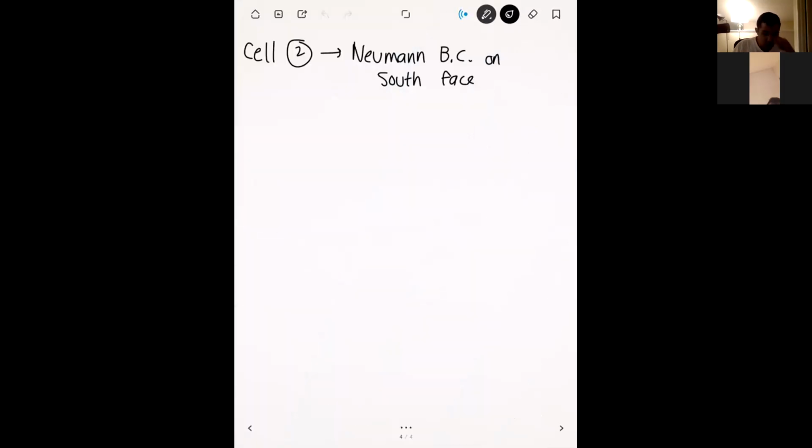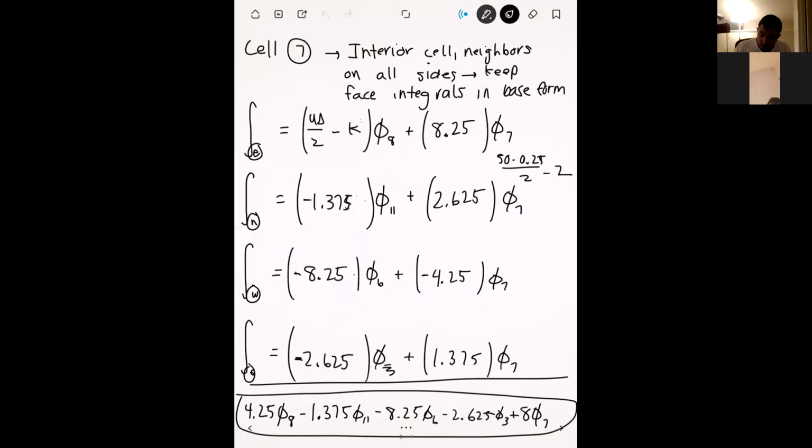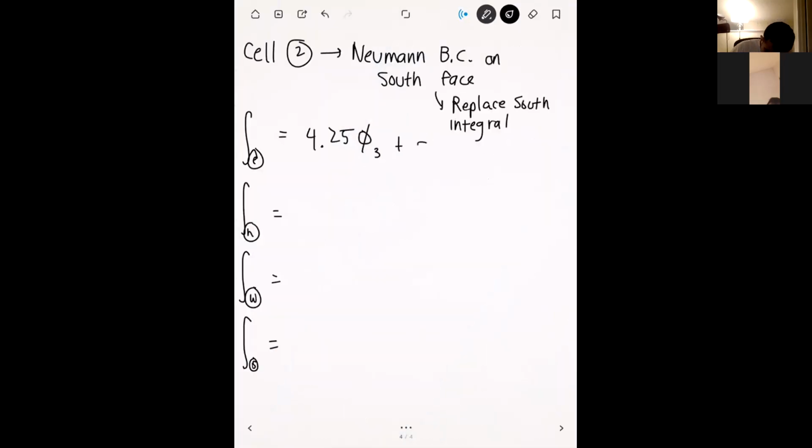All right, so let's do cell number 2. Cell number 2 has a Neumann BC on the south face. And so what this is going to tell us is that we're going to replace the south integral with the Neumann BC. Let me write down each of the different integrals again. I'm going to use the same coefficients that I got on the previous page, but replace them with cell 2's neighbors. For the east integral, we have a 4.25 times the east neighbor, which for 2 is going to be phi 3. And then we have plus 8.25 times phi c, which is phi 2.